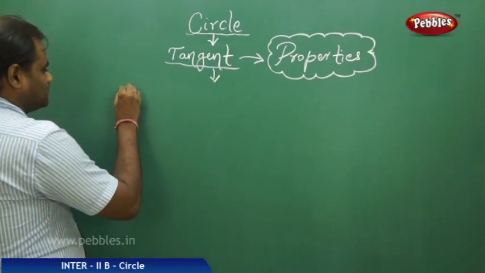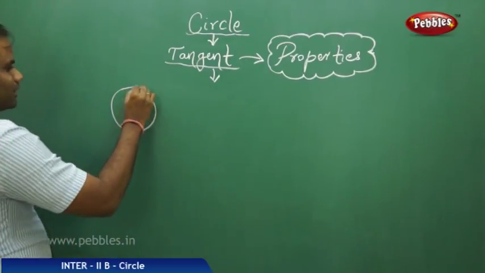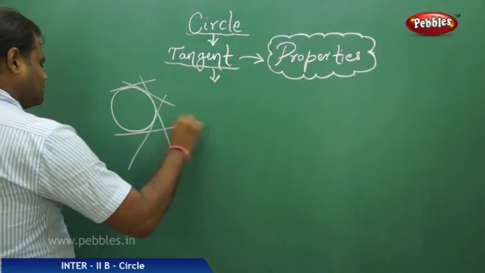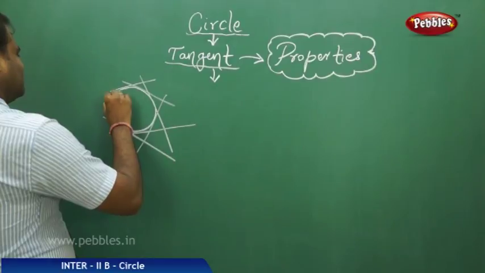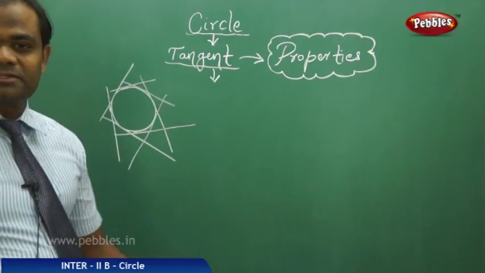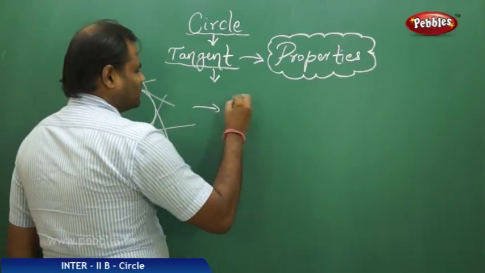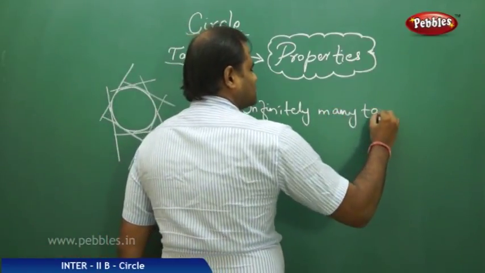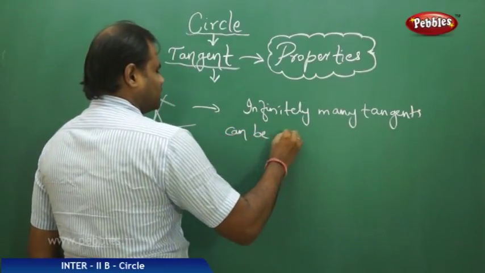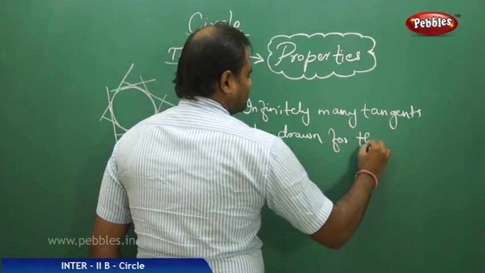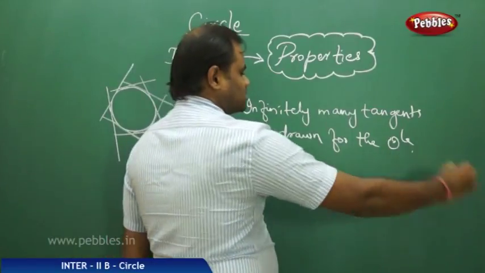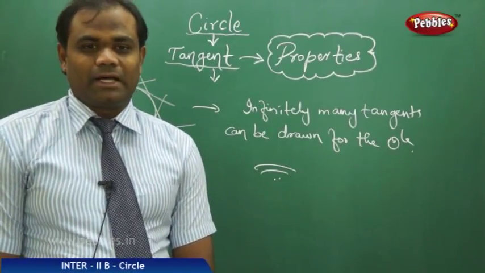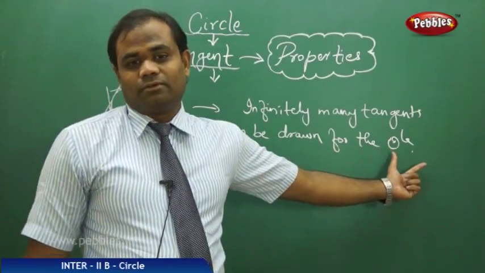When I take a circle, I clearly see that there are infinitely many points on the circle, therefore there are infinitely many tangents which I can draw all across the circumference of the circle. Therefore, I can say the first property is that infinitely many tangents can be drawn for the circle, because the circumference has infinitely many points, and every point has a tangent.